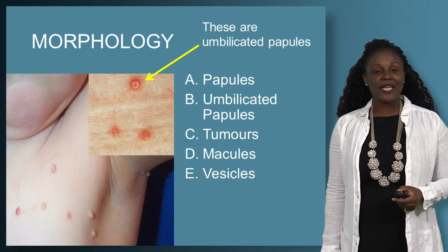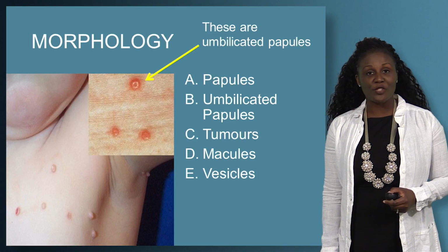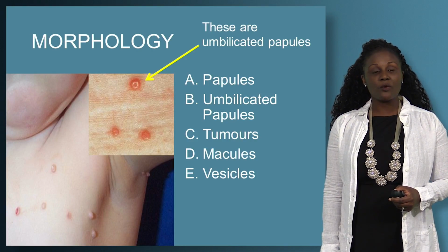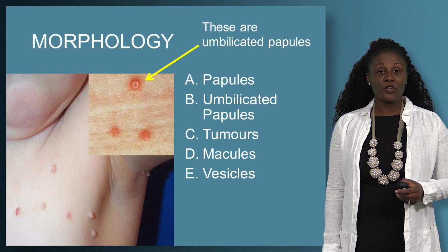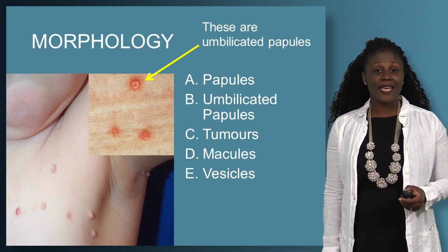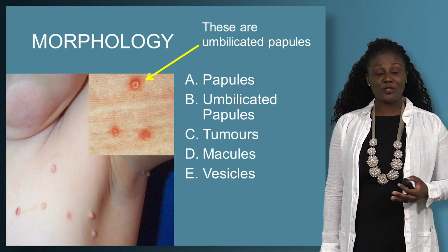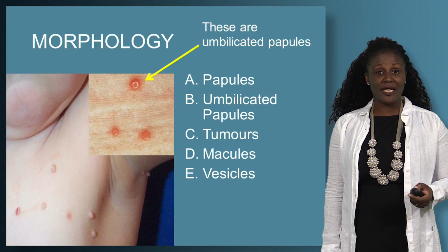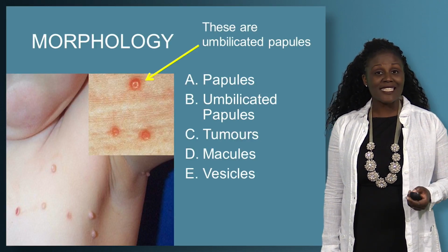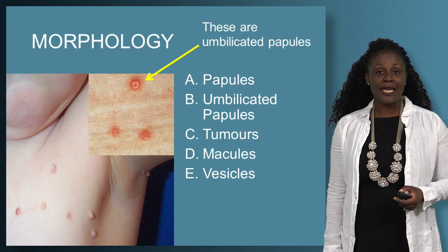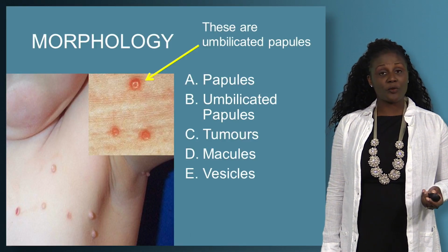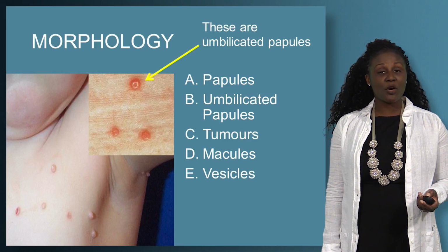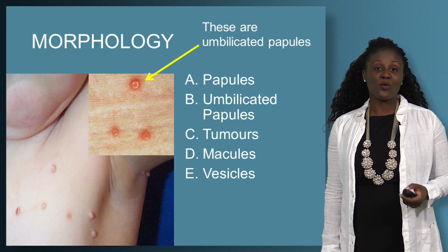So let's again begin with morphology as we always do in dermatology. And we note on this infant there are a number of discrete papules. You can see that these are umbilicated papules. So the answer to our initial quiz is B, umbilicated papules. This is how we would describe these lesions as opposed to just general papules without umbilication, the tumor that we saw in a previous module, macules or vesicles.